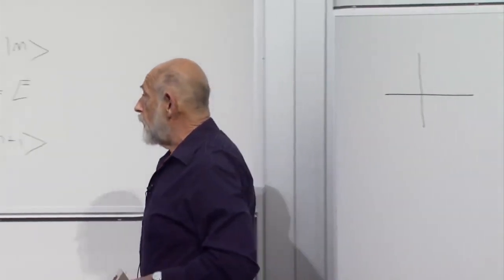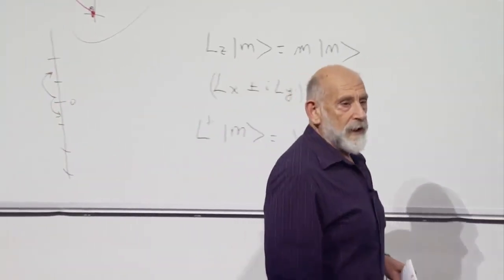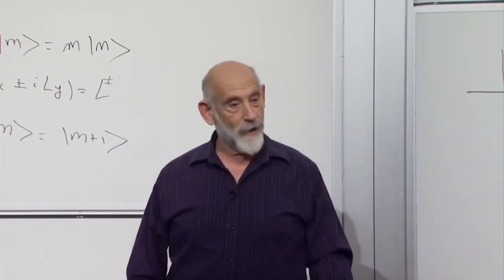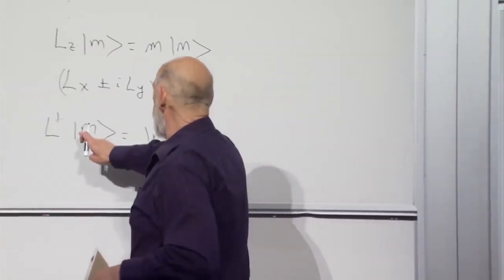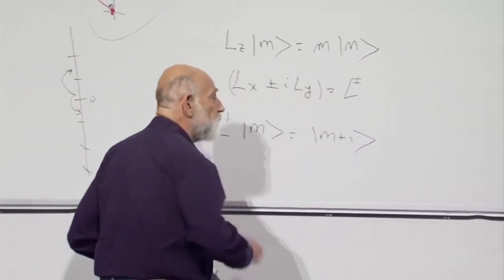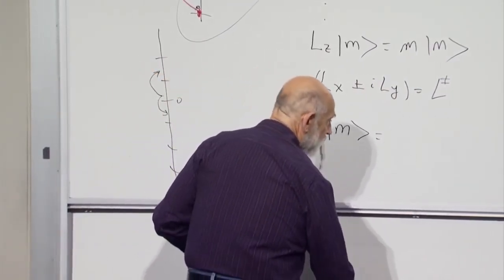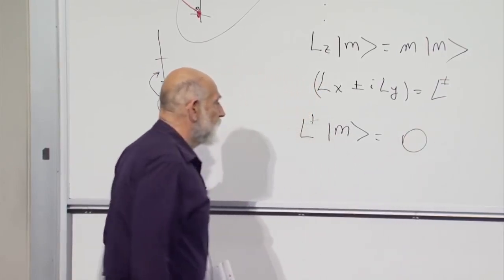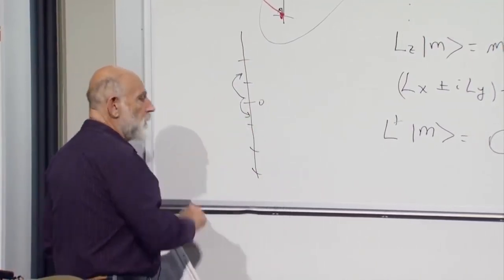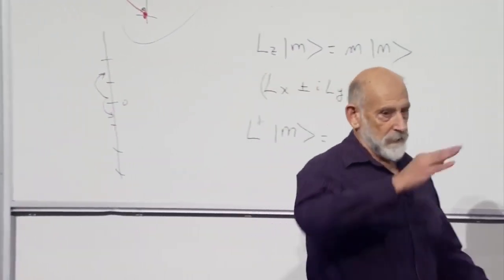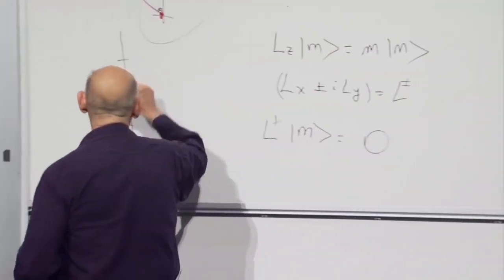The next thing we asked was, well, does this go on forever and ever and ever? It will go on forever unless it comes to an end. How can it come to an end? The only way it can come to an end is if L plus, instead of giving another non-zero eigenvector, gives us 0. That's the only way it can come to an end. And if it does come to an end, and typically they do, that's the end of the spectrum of raising that you get by raising. And let's suppose that's over here.